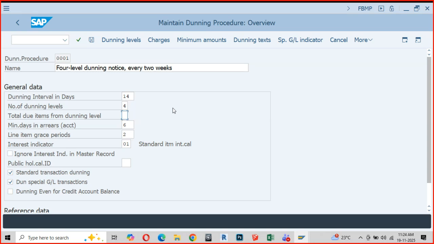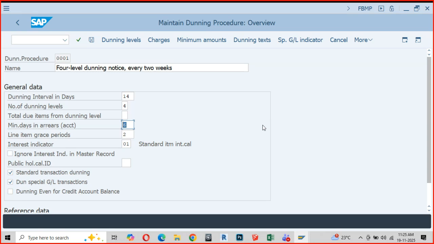You are trying to understand the business scenario. Clear? Now, minimum days in arrears for the entire account, for the whole of the customer. What should be the minimum expiry in terms of days? For how long should the customer have this payable due even after the expiry of the due date.